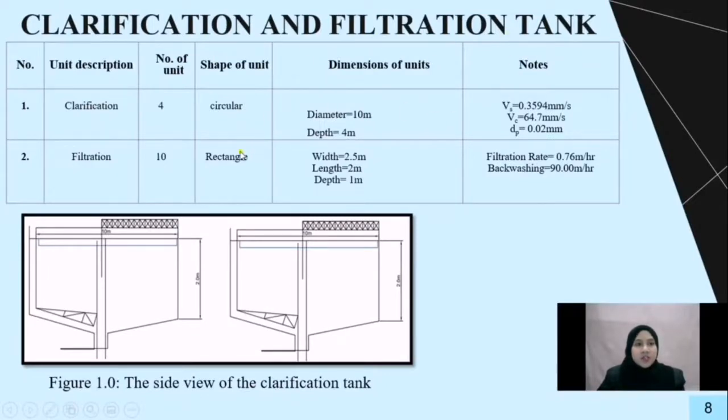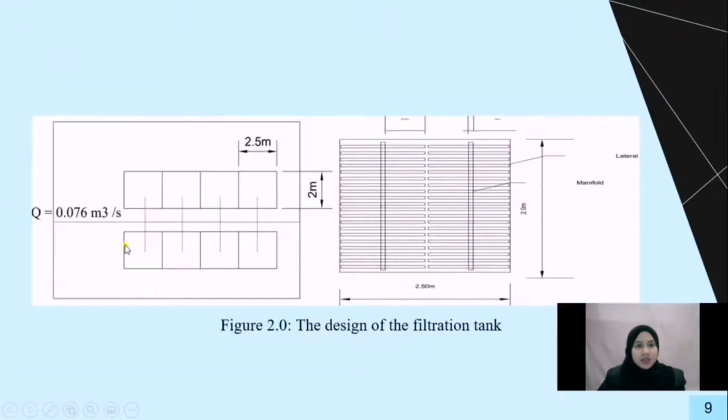This is the summary of each unit of the clarification and also filtration that shows the detailed dimension of the unit and also notes. Okay, figure 1 shows the side view of the clarification tank, whose diameter is 10 meter. And this is figure 2, which shows the filtration tank; its length is 2 meter and the width is 2.5 meter.